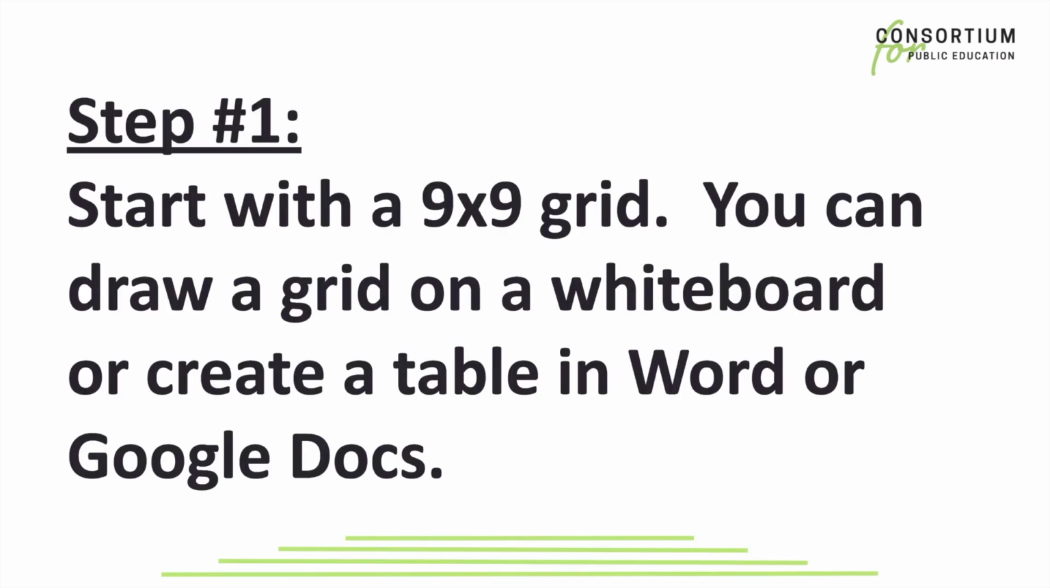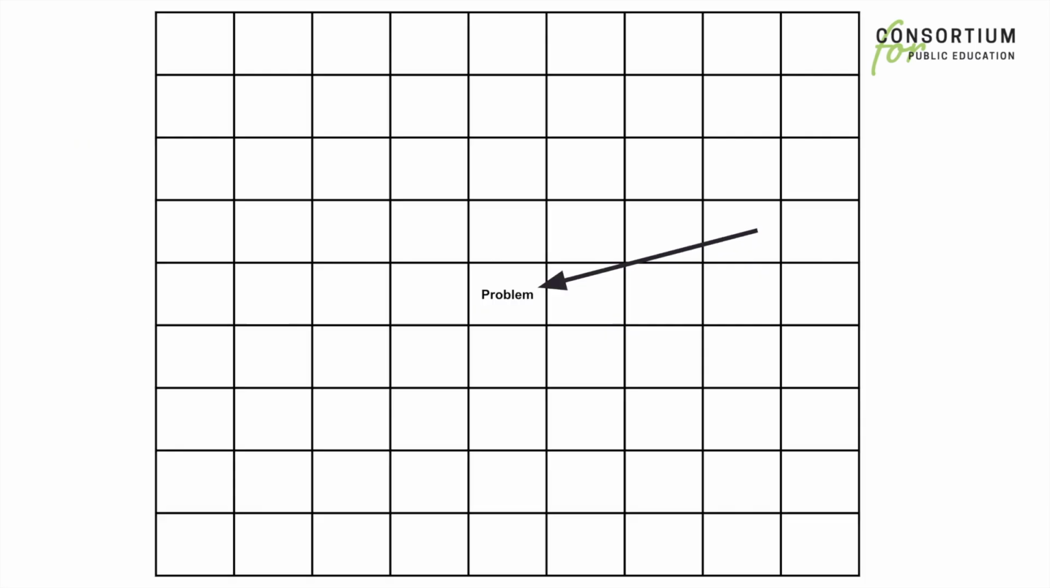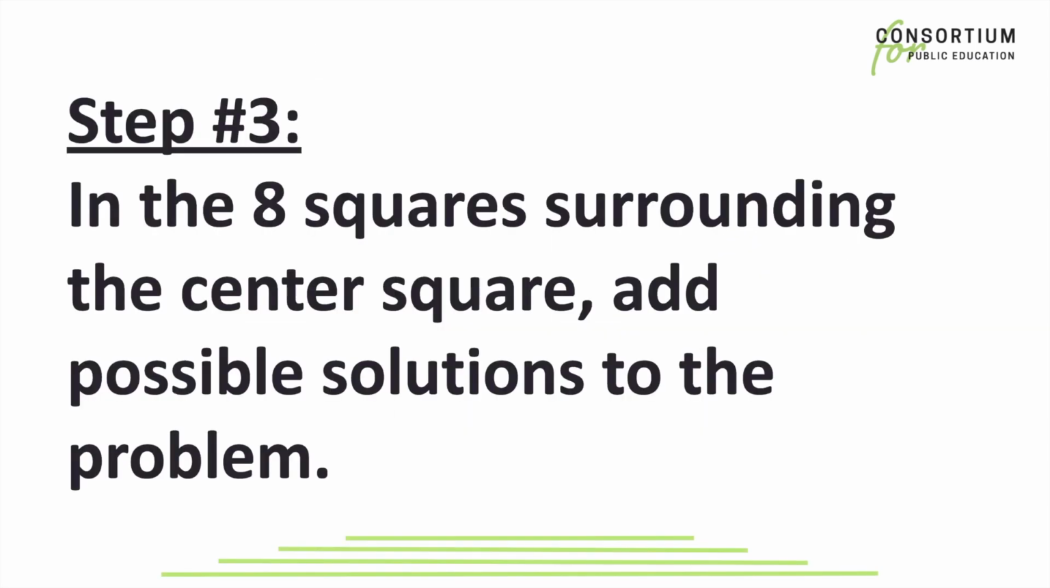Step 1. Start with a 9x9 grid. You can draw a grid on a whiteboard or create a table in Word or Google Docs. Step 2. Place the problem that you want to solve in the very center of the grid, like so. Step 3. In the 8 squares surrounding the center square, add possible solutions to the problem.